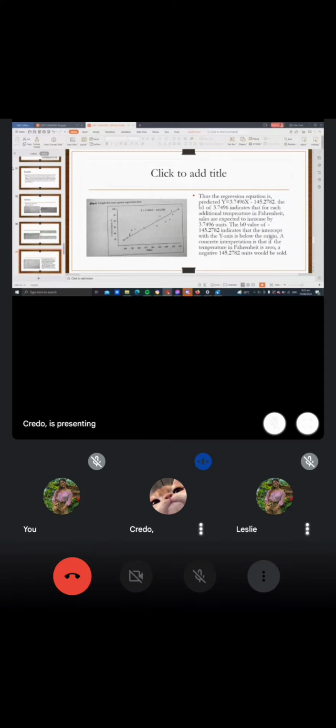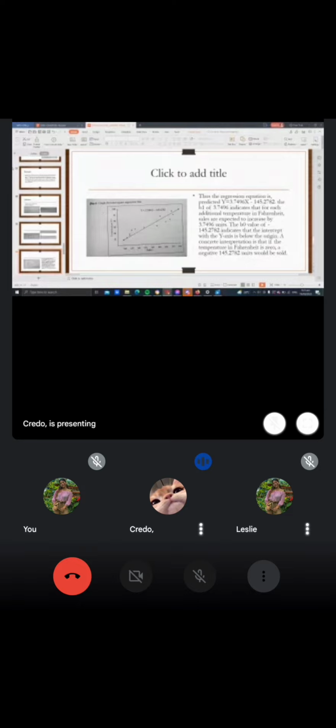Next will be step 6. Step 6 is to graph the least square regression line. So in this slide, as you can see, it is already graphed in there, where temperature in Fahrenheit is on the y-axis and the sales is on the x-axis. Thus, the regression equation is predicted y is equal to 3.7496x minus 145.2782.